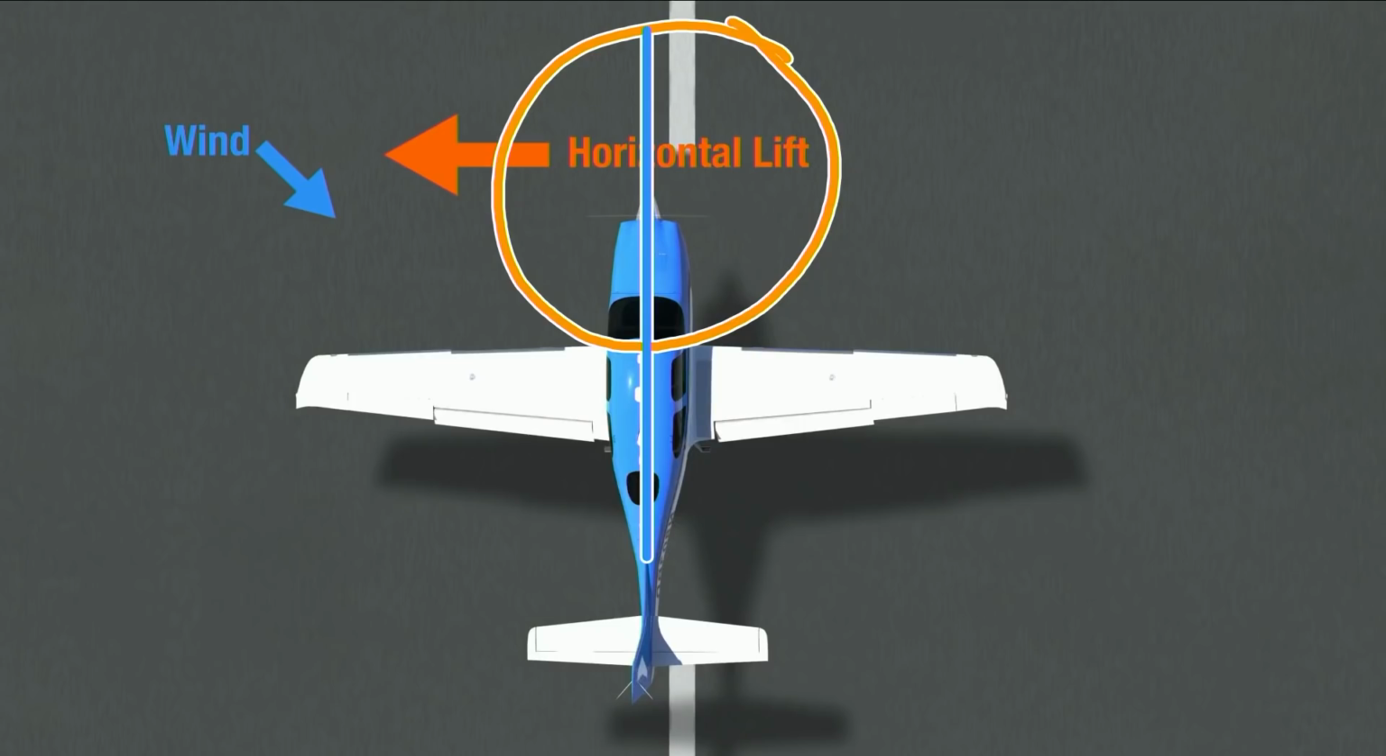You just want to look out the front of the airplane and make sure that nose stays perfectly aligned with the center line. We'll take a look at that in detail in another video here in just a second.